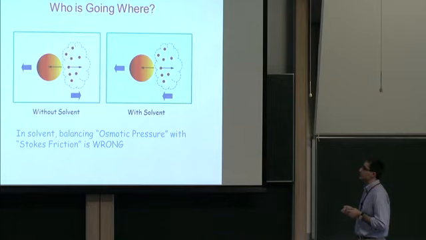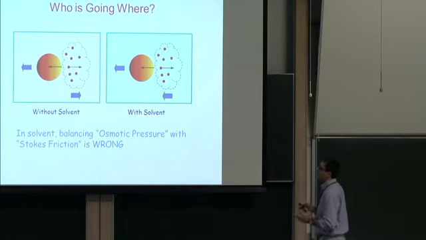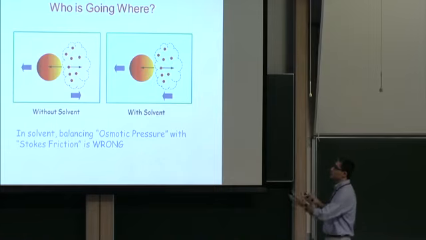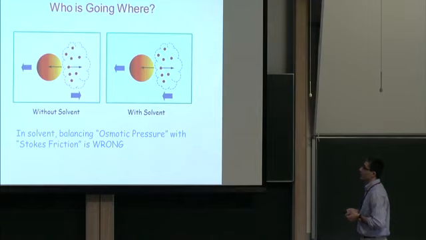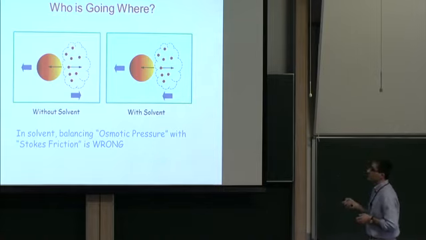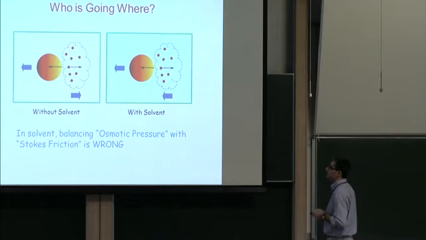Diffusiophoresis gives you a stationary profile of the colloid and the solute molecules that can move together in one direction with the same average flux, which means that if you go to the co-moving frame, you see a stationary profile. That will not be the case if you use that simplistic picture.